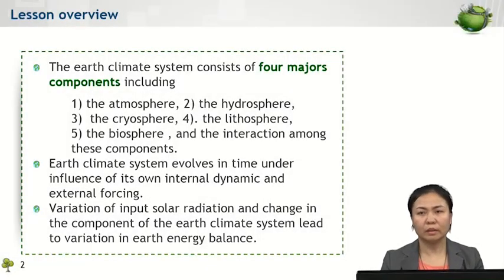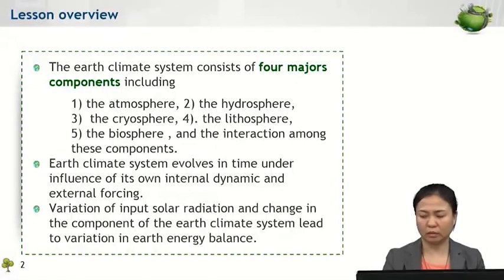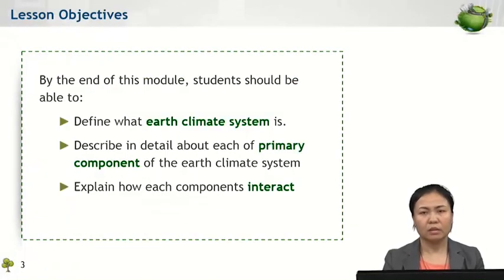So in general, in this module, you will learn about the anatomy of the Earth's climate system, which includes the primary components of the system and also the interaction among those components. By the end of this lecture, you should be able to first define what the Earth's climate system is, then describe in detail each of the primary components, and also explain how those components interact and influence our global climate system.